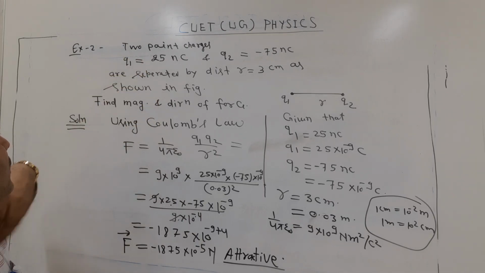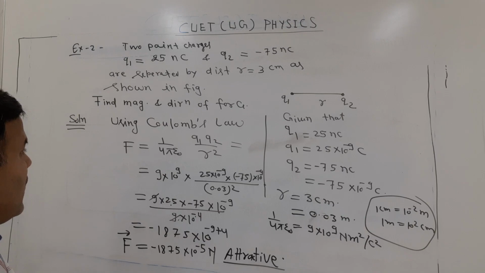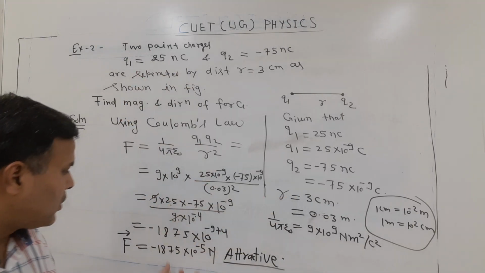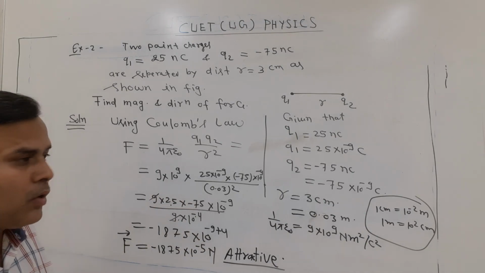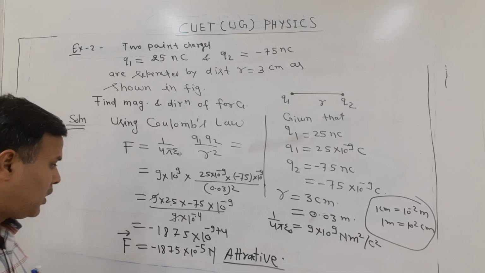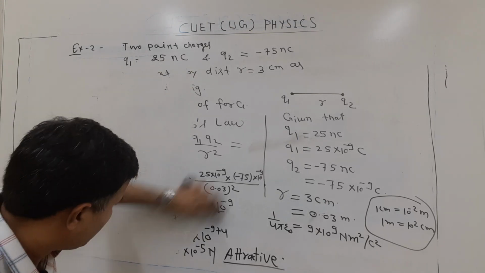In this example we have information about q1, q2 and distance. So with the help of this q1, q2 and distance, we can find out the magnitude of force and the nature of force, whether the force is attractive or repulsive. Thank you. Next example.